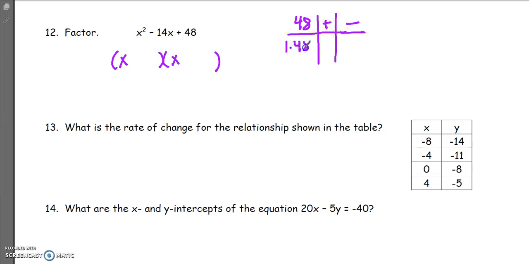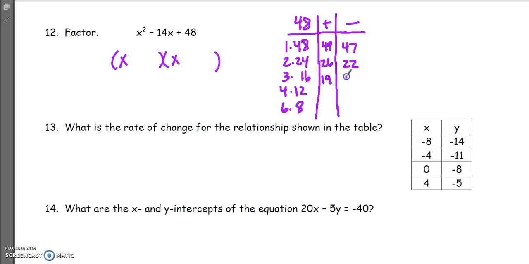So I have 1 times 48, 2 times 24, 3 times 16, 4 times 12, and 6 times 8. And then with each set of factors, I am adding them together, and then I'm going to subtract them. Add, subtract, add, subtract, add, and subtract. I am looking for my middle term of 14. So I go down and I see it's right here.